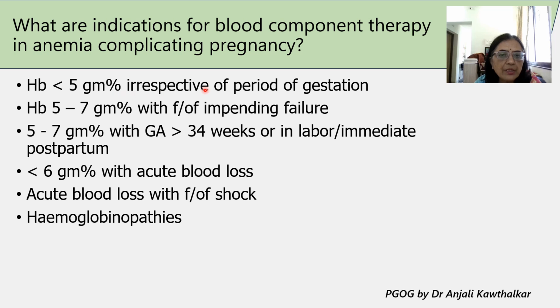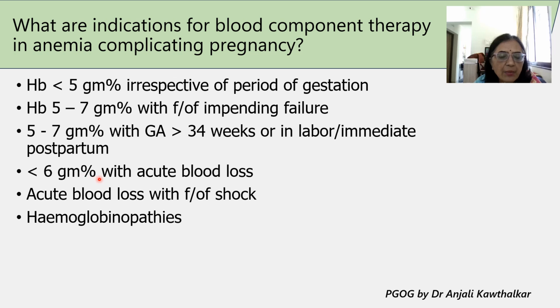Hemoglobin less than 5 gram percent, irrespective of period of gestation, is an indication. Whenever it is 5 to 7 gram percent and features of impending failure are there, then we need to give. If it is late in pregnancy, greater than 34 weeks, with 5 to 7 gram percent, or the patient comes directly in labor or immediate postpartum, we need to give PRCs in these scenarios also.